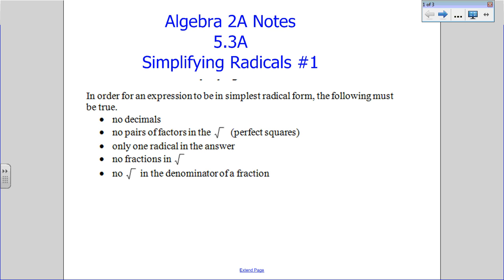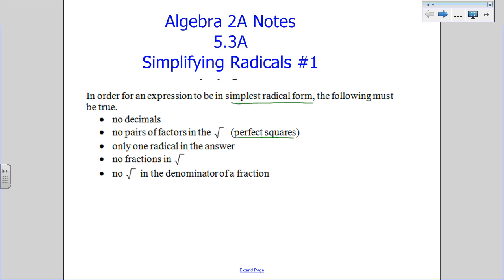So we want to be able to review some of this, and actually through a couple of our warm-ups we already have. What we want to keep in mind in order to be in simplest radical form, we have a few criteria we have to reach. There's no decimals, so that's why your calculators aren't going to be an option here. There cannot be any pairs of factors, which means you can't have a perfect square.